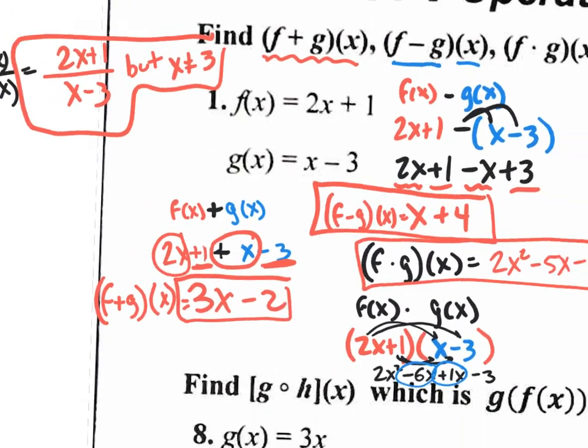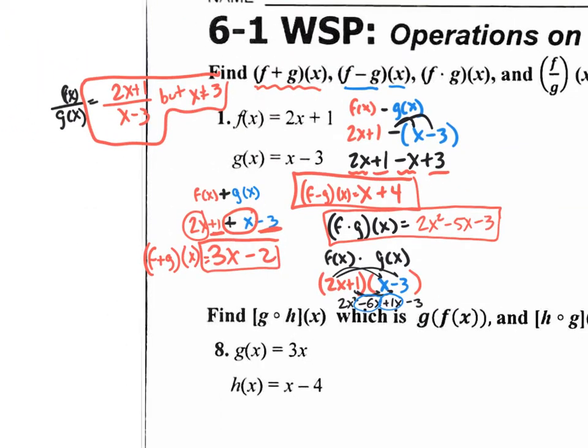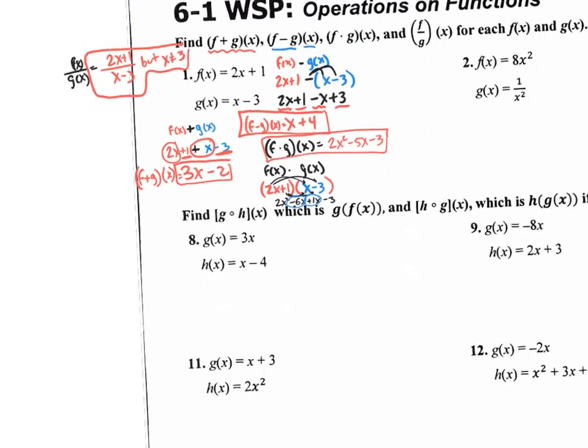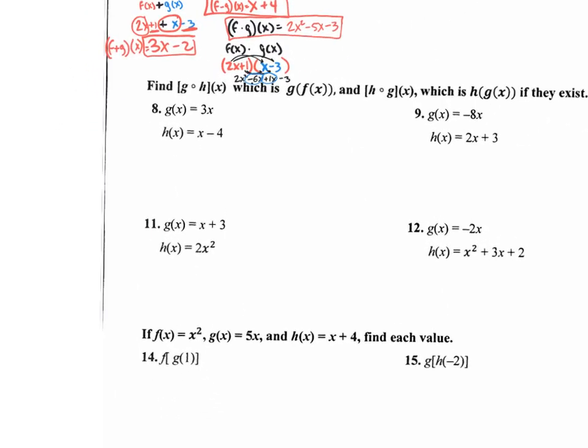So those are the 4 answers. If you check the back of your worksheet, those are the 4 answers that you're going to see for number 1. Just do one more, number 3, and then we move on to the other fun stuff. What do I mean by fun stuff?